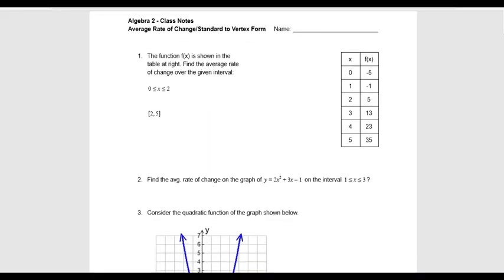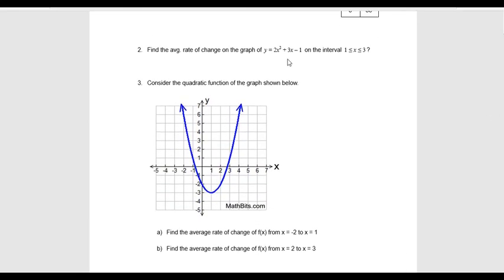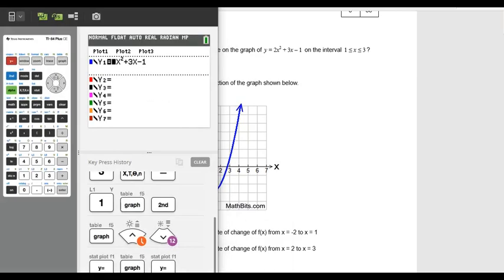In number 2, you're going to have to pull out your graphing calculator and actually graph this function. Or, your second possibility is to take your x values and plug them into your equation to find out what your y values are. Either method is a good method. I've already put the equation into my graphing calculator, so I'll pull that up now.